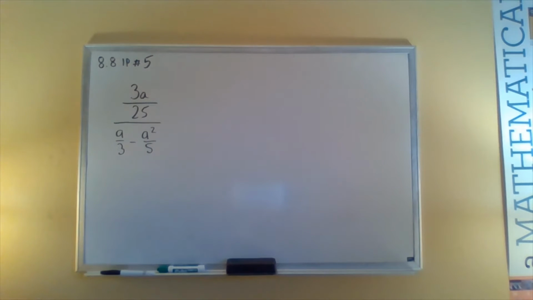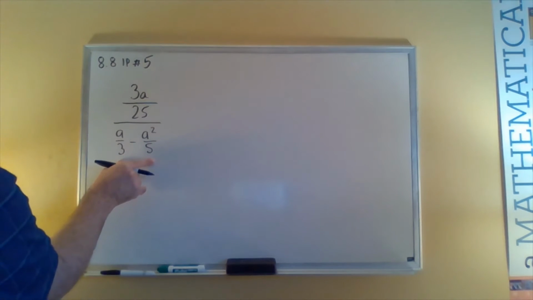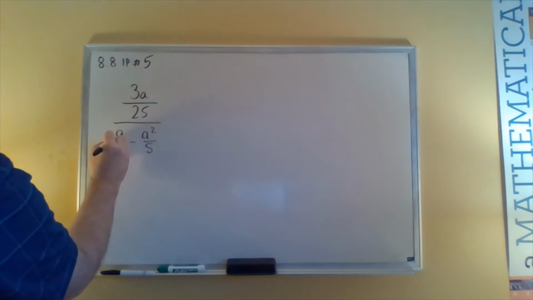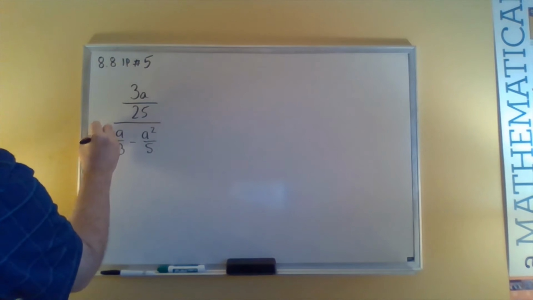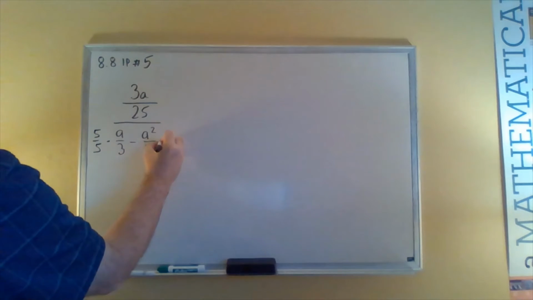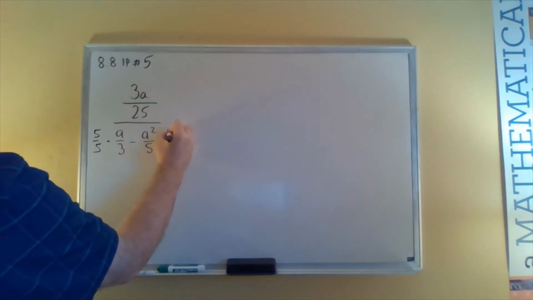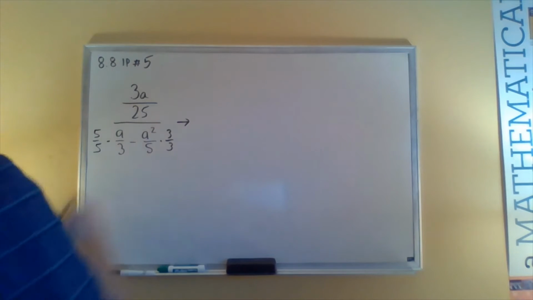Number 5, we have the complex fraction 3a over 25 over a over 3 minus a squared over 5. So I need to get a single fraction in the numerator and denominator. Okay, in the numerator, I need to combine these two in the denominator. I need to pick a common denominator so I can combine these two. It looks like it's going to be 15. So I'll multiply my first term here by 5 over 5. Multiply my second term here by 3 over 3.